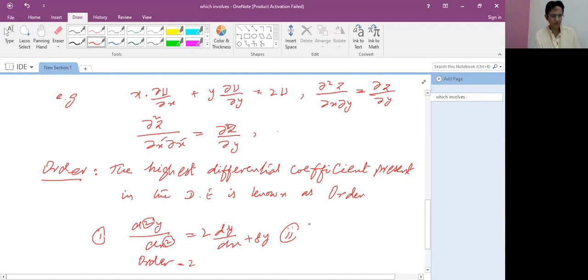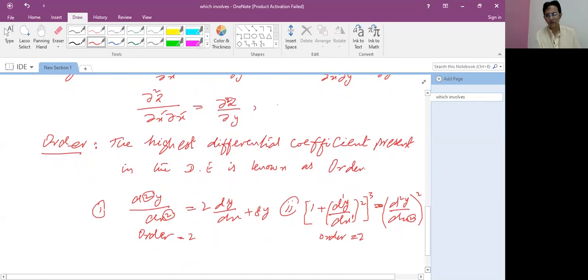Similarly, the other example is 1 plus dy upon dx whole square, whole cube, equals d2y over dx square whole square. So the highest order: dy over dx is order 1, its power 2 is not a higher order. d2y over dx square is a higher order. So the order of the given differential equation is 2.